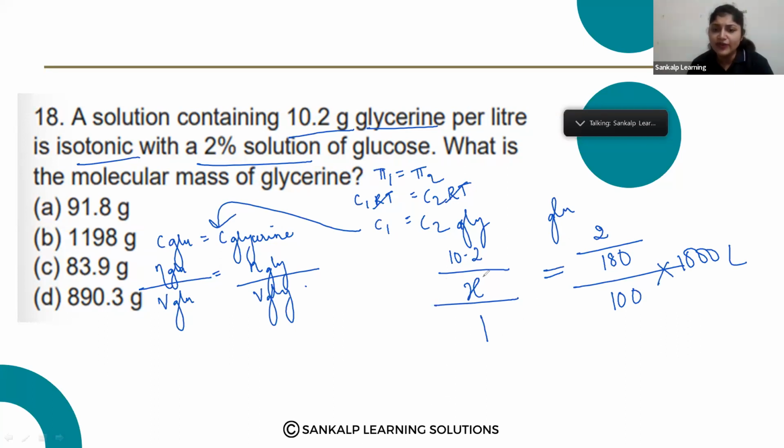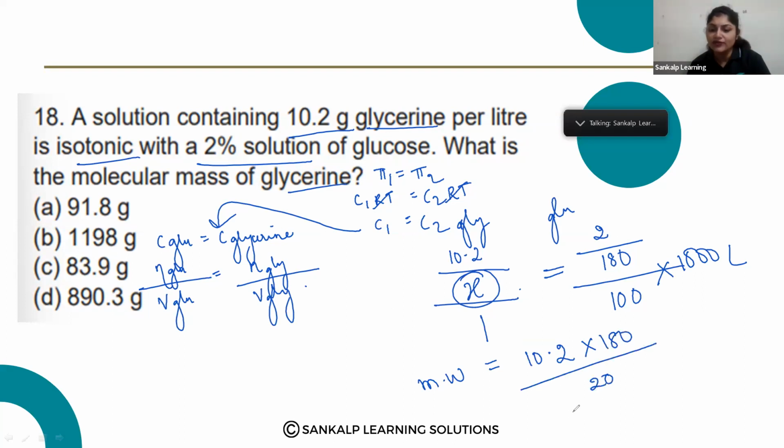So you have to find out the molecular weight of glycerine. After substituting this, you get molecular weight equals 10.2 into 180 divided by 20. After further substituting, you get the answer: it will be 91.8 grams. So the answer A will be the correct one.